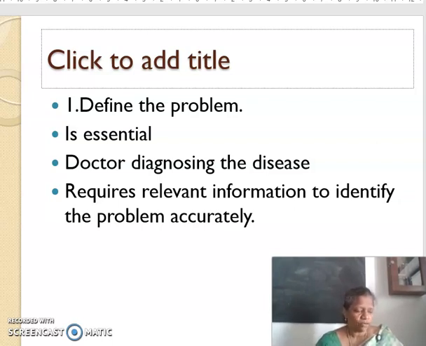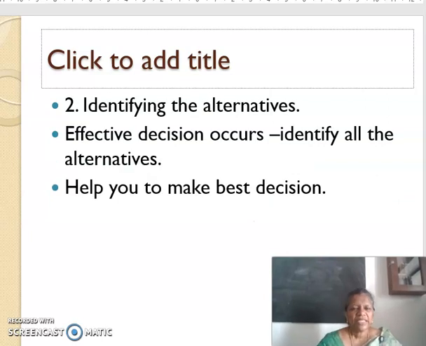Similarly, there are many examples. In the case of a homemaker, you need to take a decision about what to prepare, how to prepare, etc. So it is very essential. From this we have stated three examples: a doctor, a homemaker, and the manager. So that is called defining the problem. The next one is identifying the alternatives.